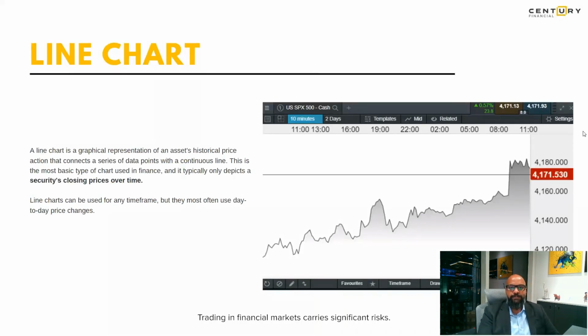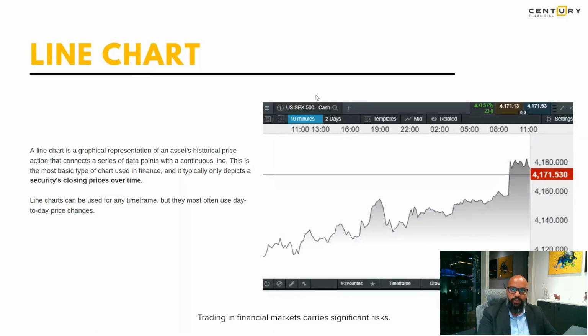Now, very basic charting. I'm sure all of you would have learned charting at some point in life. So this is a line chart. Clearly, it shows at what prices SPX 500. In this particular example, we are looking at US 500. For those of you who do not know what US 500 is, it is the top 500 stocks put into one basket.